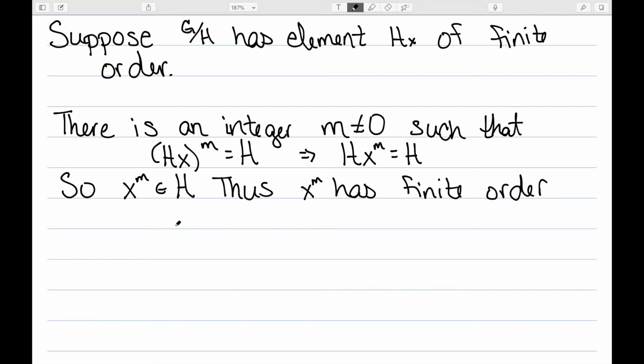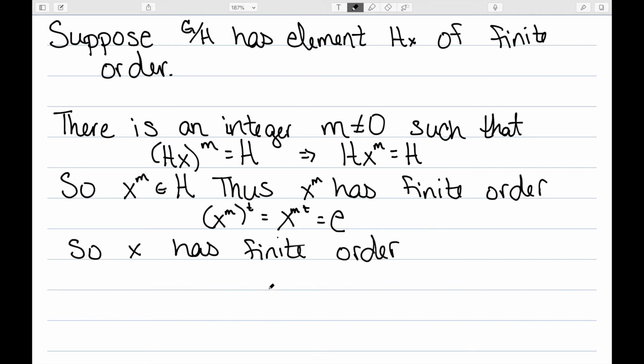Since H is all of the elements of finite order, that means x^m must have finite order. So let's suppose the order of x^m is t. Then we would have (x^m)^t, which is the same thing as x^(mt), must be equal to the identity. So then x must have finite order since I have x to a finite power equal to the identity. So that means x must belong to my subgroup H, which tells me that Hx is equal to H, and we said the only element that has finite order is the identity. So I've proven that if we have an element of finite order, it must be the identity.